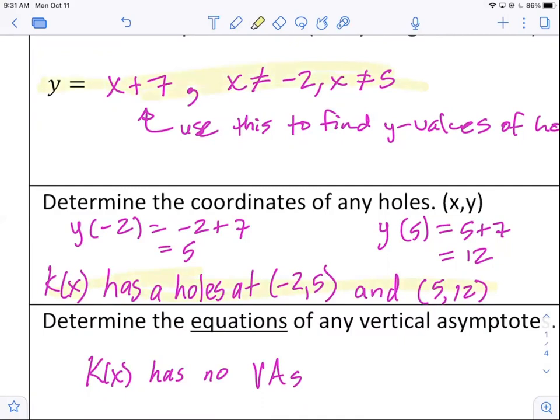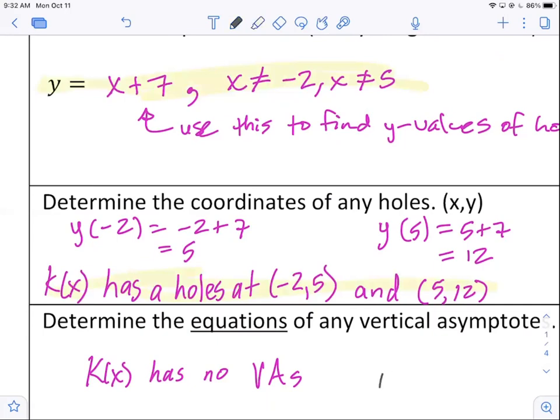And again, the highlighted part is what I'd be looking for in the test. K of x, the original function, not y. Don't say y. Now we go back to the original function. K has holes at -2 comma 5, 5 comma 12. No vertical asymptotes, 2 holes. And then K of x has no VAs.